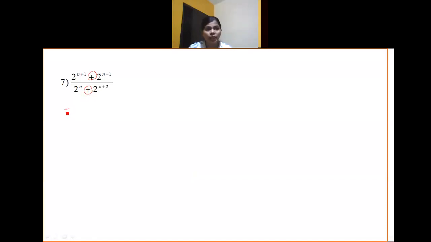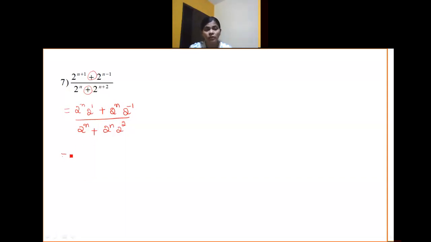So what we can do here is 2 to the power n plus 1, I can split and write it as 2 to the power n into 2 to the power 1, plus 2 to the power n minus 1, I can write it as 2 to the power n into 2 to the power minus 1, divided by the denominator, that would be 2 to the power n plus 2 to the power n into 2 to the power 2. We have split the base with respect to the powers.